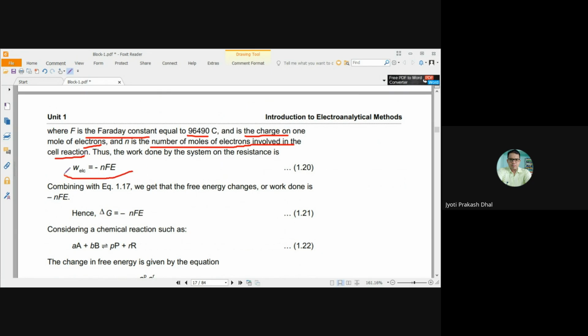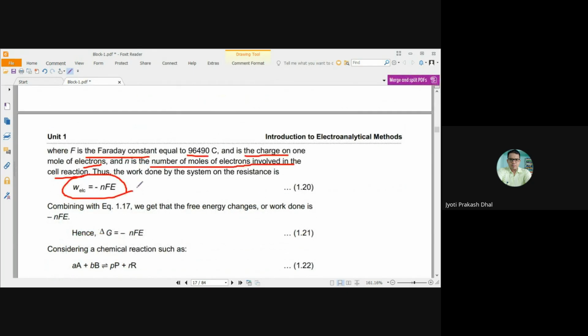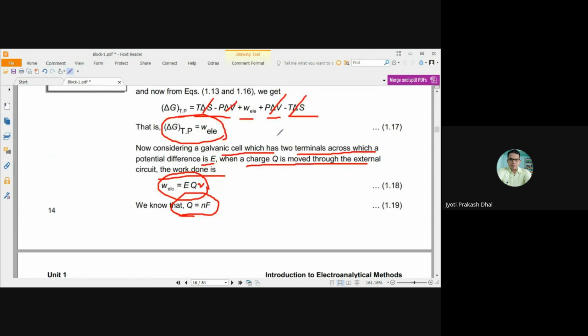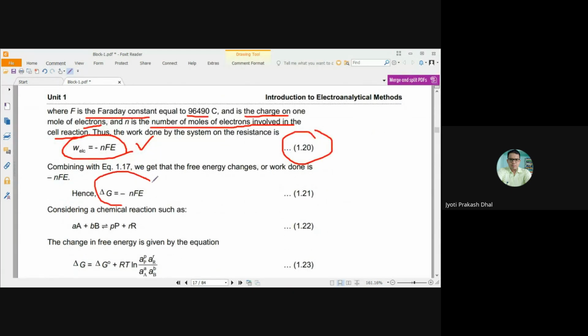So W electrical will become minus nFE. In place of Q you can write nF, so W electrical becomes minus nFE. This is equation 1.20. Now combining with equation 1.17, we can write ΔG equals minus nFE.